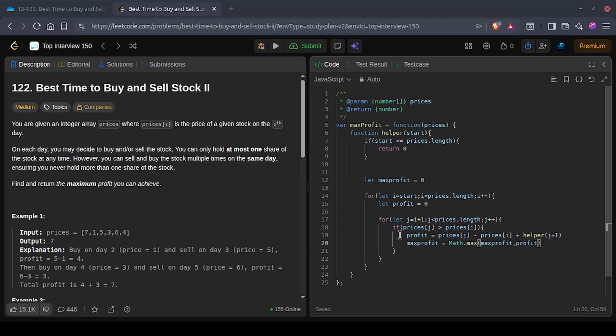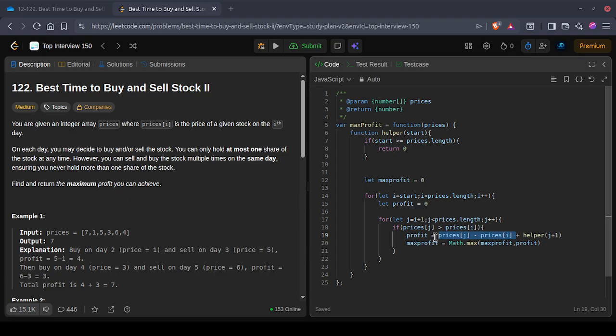Inside the loop we are saying that we buy on day i, means at the ith index, and we sell on day j. So this part is simple, there is no issue. And prices of j minus prices of i calculates the profit, and this is the profit of only one transaction. Listen carefully, this is the profit of only one transaction.